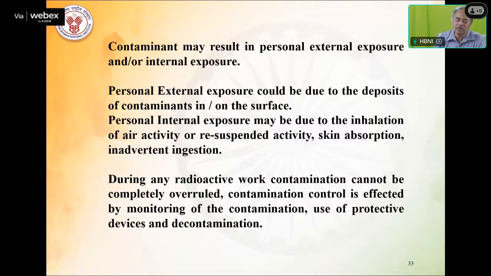So I think it is very simple. As I said, we have continuous air monitors. Radioactivity cannot be ruled out. You have to control it. You have to take full care so that there is no contamination. You use monitoring methods. You use instruments for that. You use protective gear, protective devices, and you have to keep on decontaminating the workplace.